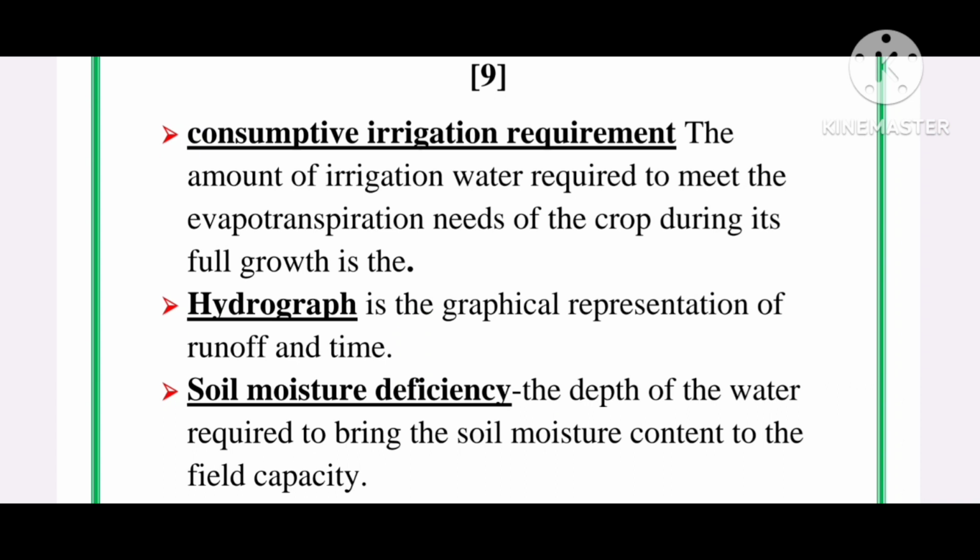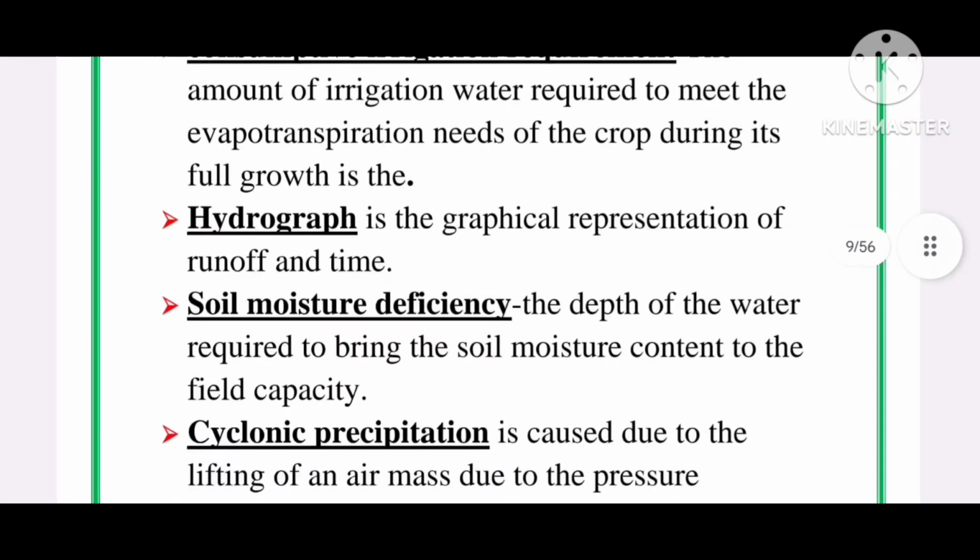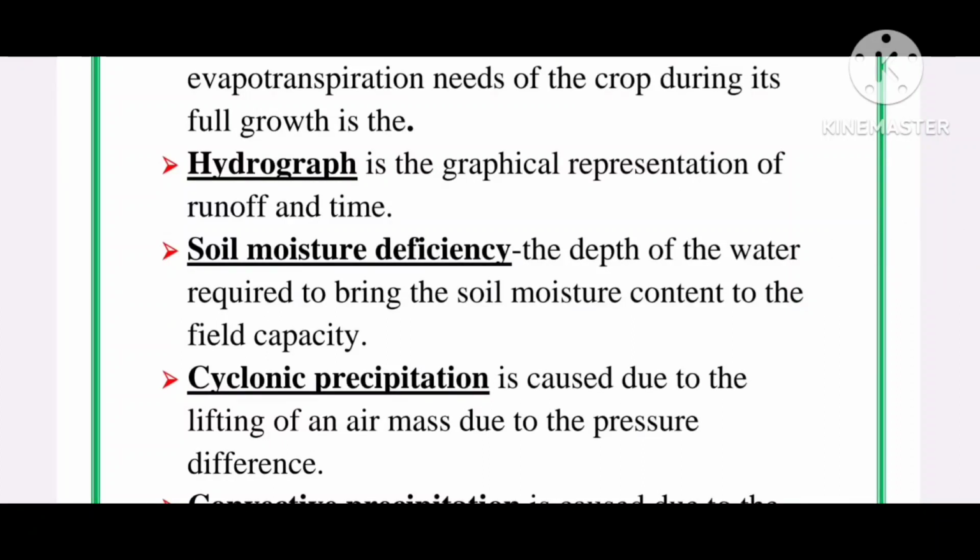Next point, hydrograph. It is a graphical representation of runoff and time. The runoff versus time graph is called hydrograph. Next is soil moisture deficiency. The depth of water required to bring the soil moisture content to the field capacity is called soil moisture deficiency.